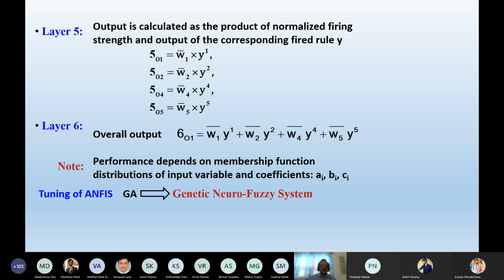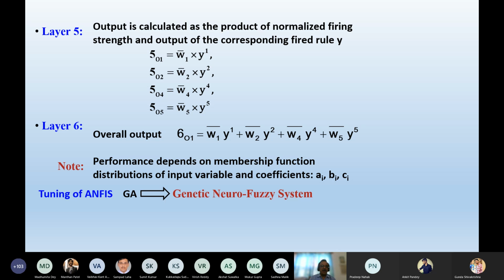The output of the second neuron lying on the fifth layer is W2 bar multiplied by Y2. The output of the fourth neuron lying on the fifth layer is W4 bar into Y4. Then the output of the fifth neuron lying on the fifth layer is nothing but W5 bar into Y5. And in layer 6, we try to find out the overall output and we just sum them up. You'll be getting the output of the neuron lying on the sixth layer.